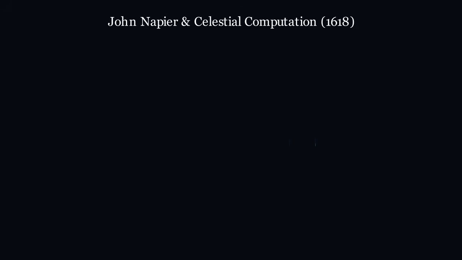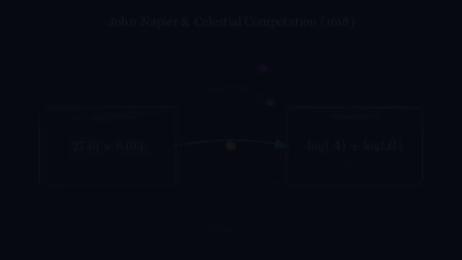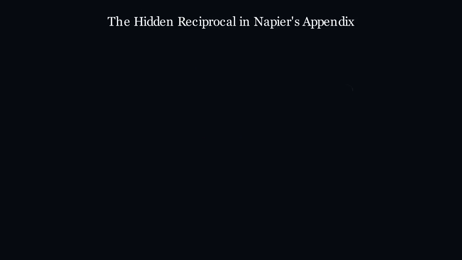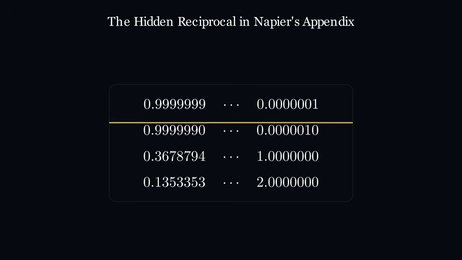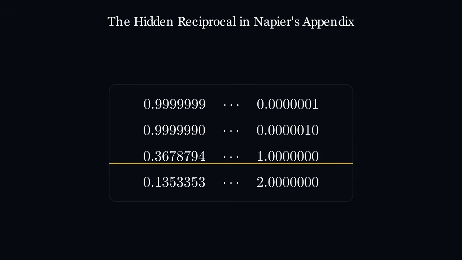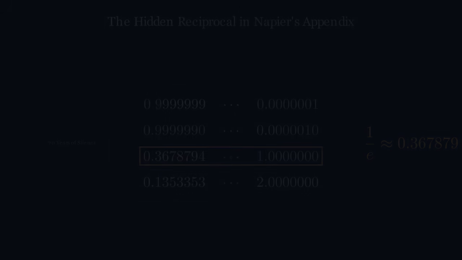How did a mathematical ghost, hidden in a 17th century astronomy manual, become the fundamental engine of the universe? In 1618, scientists and navigators were drowning in grueling, error-prone calculations. To bypass this, the Scottish mathematician John Napier invented logarithms, a revolutionary tool that transformed massive multiplications into simple additions, compressing months of celestial math into mere minutes.